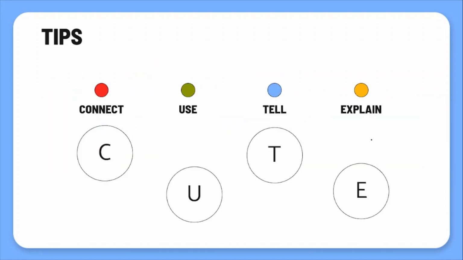Any tips or tricks? Yes, there is a cute tip. The reason should have a connection with the assertion. The reason should connect to the assertion, or the reason is used in the assertion, or the reason tells about the assertion, or the reason explains the assertion. So these are the four ways you can relate the assertion with the reason.